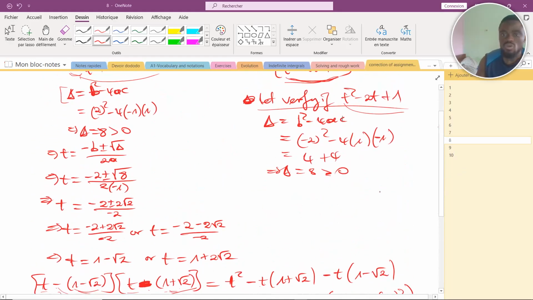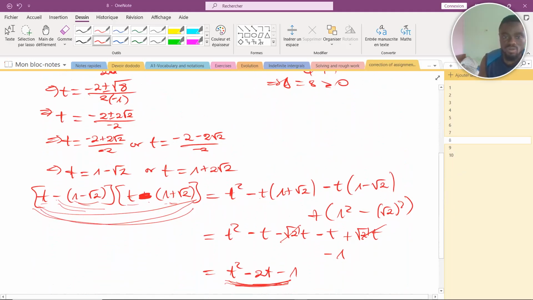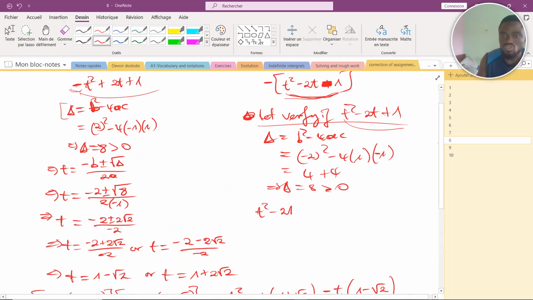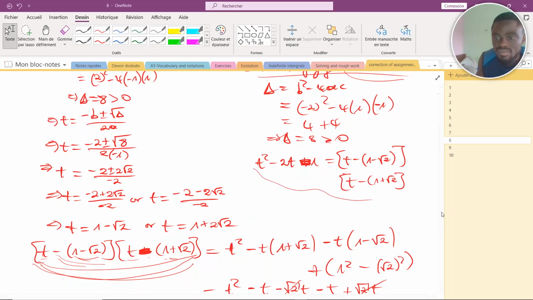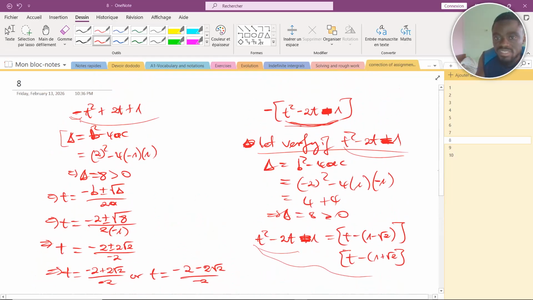Look at something. I'll not waste time calculating it using the quadratic formula, because I know already that when I develop this, I have what? This. So this is t squared minus 2t plus 1 minus 1. This minus 1 is equal to what? I'll just copy this one. It is equal to t minus 1 minus root 2 into t minus 1 plus root 2. So we know already that this one can be simplified into these factors. We just come and replace it inside here.